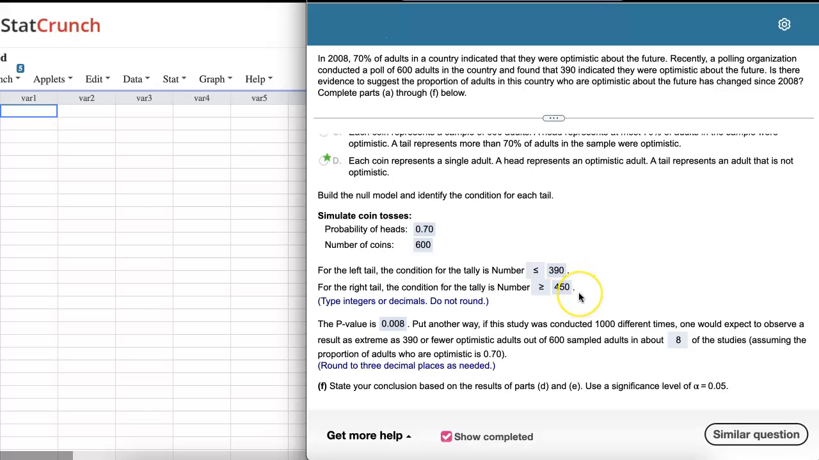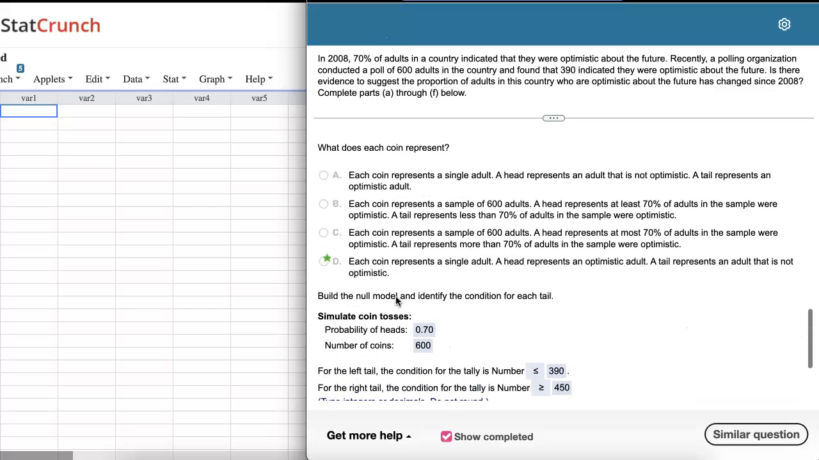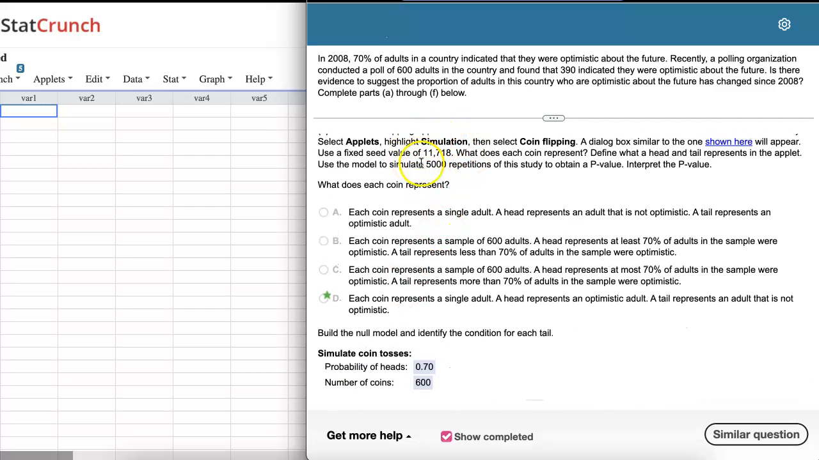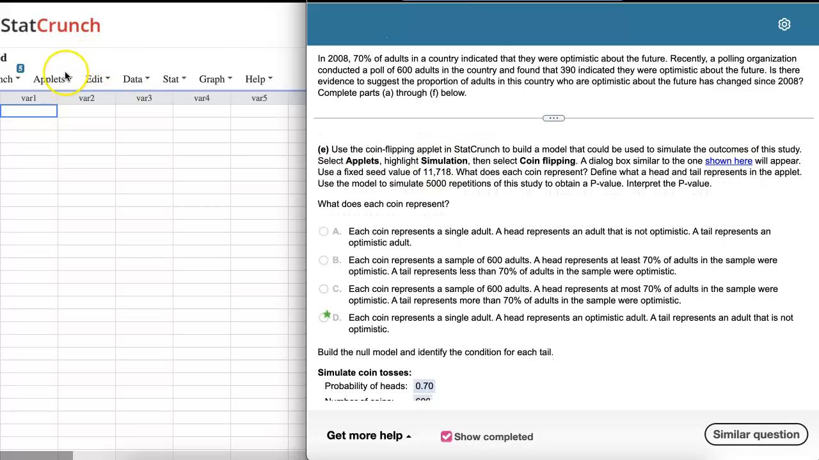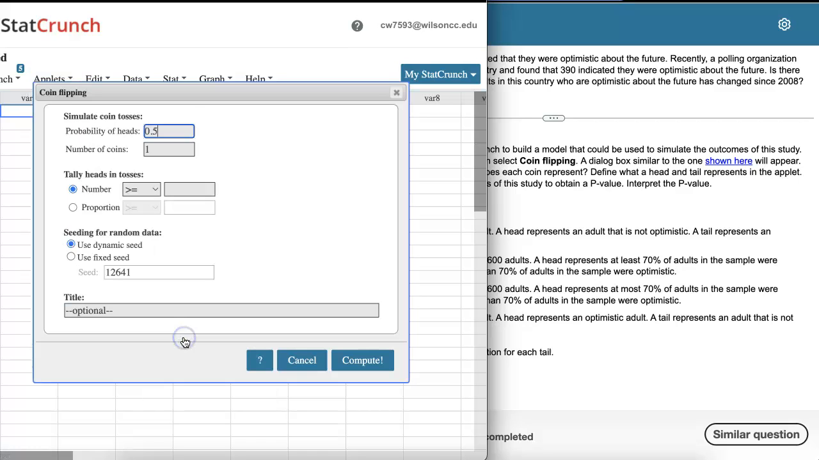Notice that the left and the right tail conditions stay the same here, but we're just going to rerun the simulation in a different way. What we're hoping to find, and it looks like we will find, is that the p-value is the same or nearly the same, especially whenever we use the same fixed seed value. So let's just go through that process of using the applet for coin flipping. So I'll go to simulation, coin flipping, change that probability of heads to the probability of being optimistic. Number of coins is that recent sample size.